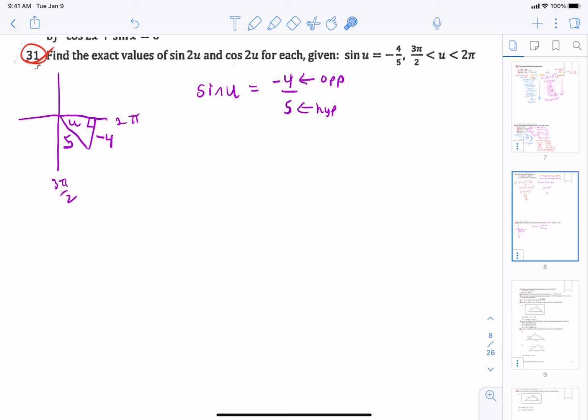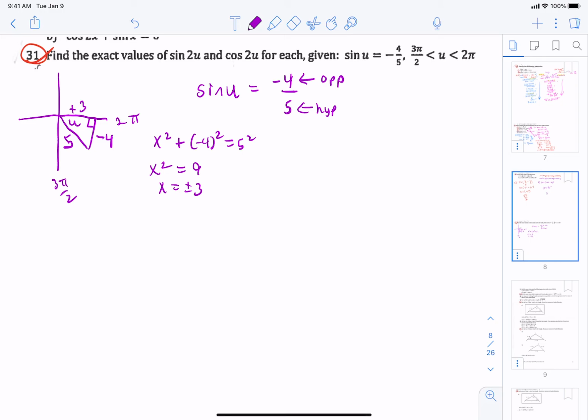How do we find that missing side? If you know two sides of a right triangle, what can you use to find the third? We can use the Pythagorean theorem, exactly. So I know that x squared plus -4 squared has to equal 5 squared. 5 squared is 25. 16 is 4 squared. If you subtract them, you get 9. So x is either positive or -3. Well, which one is it? If it's in this quadrant, isn't the x positive because it's going to the right? So we know that that's positive.